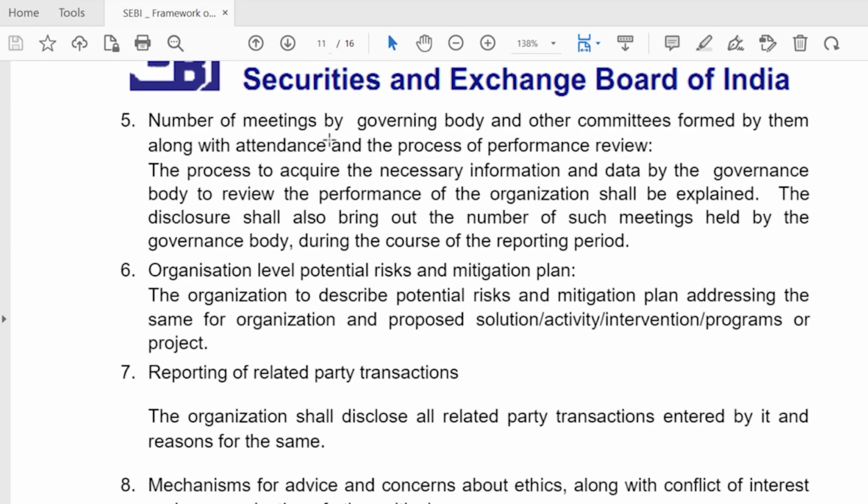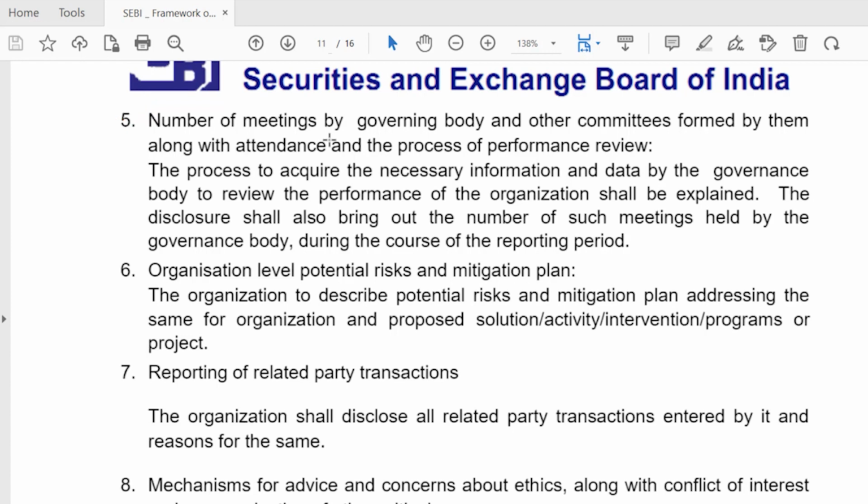Then comes the disclosure about the number of meetings held by the governing body during the disclosure period and the process of performance review opted by the organization during the course of the reporting period.